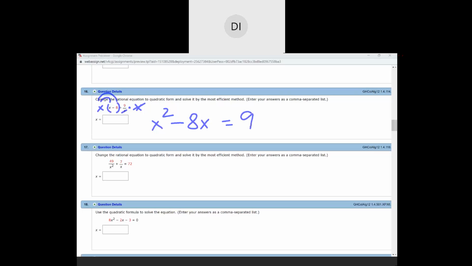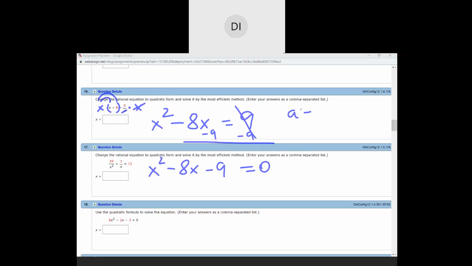I guess the quadratic formula. Okay, so if you want to do the quadratic formula, first you have to move the 9 over. So I'm going to do minus 9 on both sides because you have to be equal to 0 before I start with the formula, right? So I have x squared minus 8x minus 9 equals 0. And then I'm going to start with ABC.